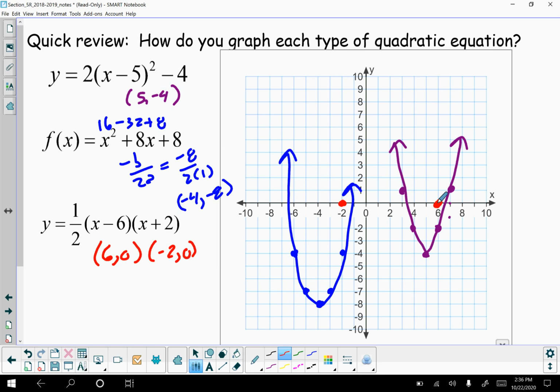The number that is halfway in between those, let's say you go 4, 0, looks like 2. So the vertex is going to happen at 2, something. So we're going to plug 2 back in. So 2 minus 6 is negative 4. 2 plus 2 is 4. Negative 4 times 4 is negative 16. Half of negative 16 is negative 8. So 2, negative 8 is going to be down here.